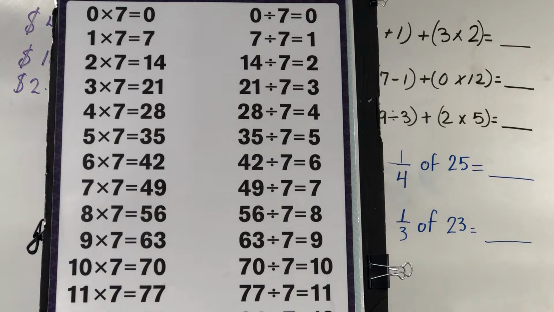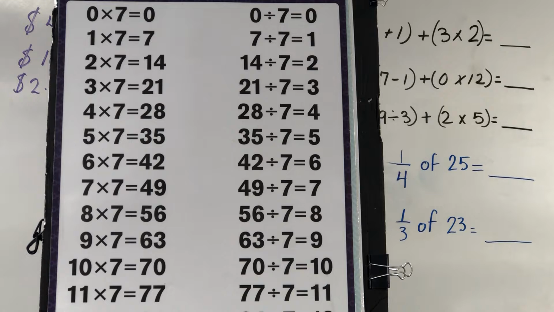0 times 7 equals 0. 1 times 7 equals 7. 2 times 7 equals 14. 3 times 7 equals 21. 4 times 7 equals 28. 5 times 7 equals 35. Are you keeping up with me, boys and girls?